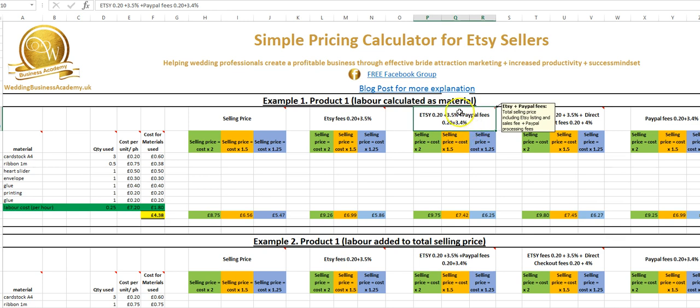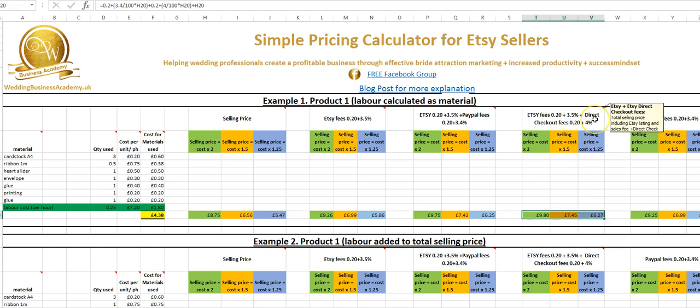And here it does all the calculation for you. It adds the fees on top of your selling price. So if you were going to use PayPal checkout to process your payment on Etsy, you should be selling your product at one of these prices, depending on which pricing formula you use. And here, if you are using Etsy's direct checkout to process your payment, you should be selling your product at one of these prices to account for the direct checkout fees on top of the listing and commission on sales.